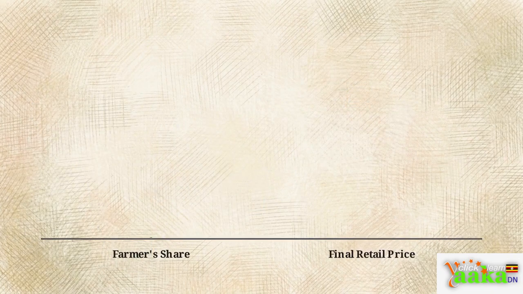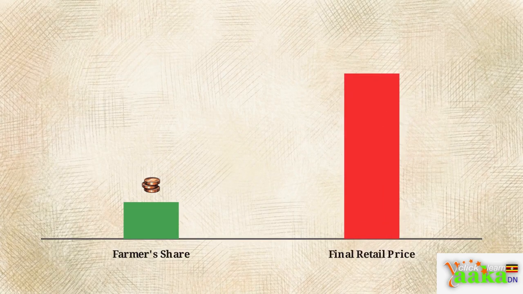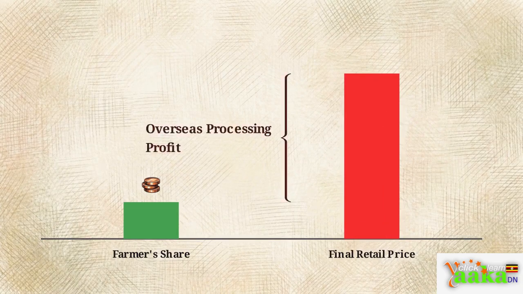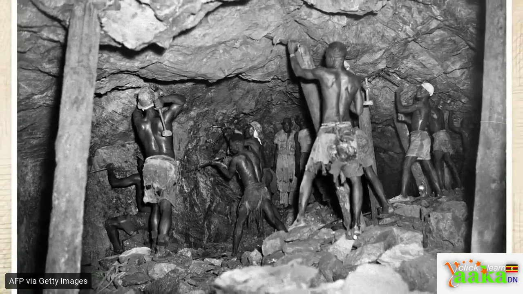Let's map out the money. The farmer sells that raw cotton for a few pennies, but that finished shirt is imported back and sold at a high retail price. The overseas factories that process the fabric capture almost all of that extra profit. This creates what is known as commodity dependence.